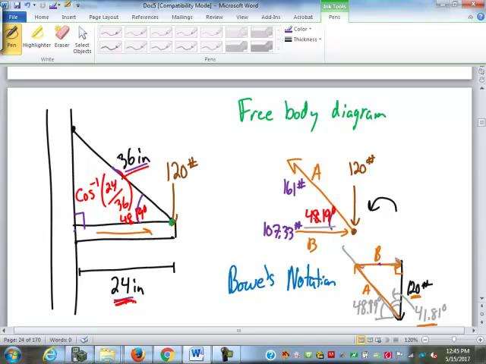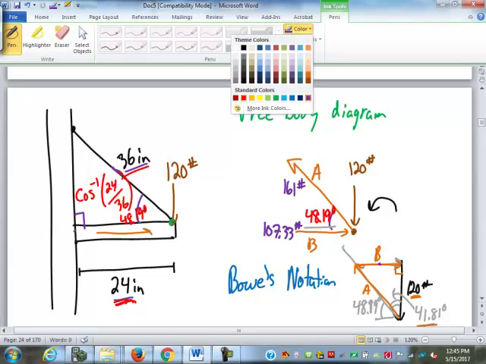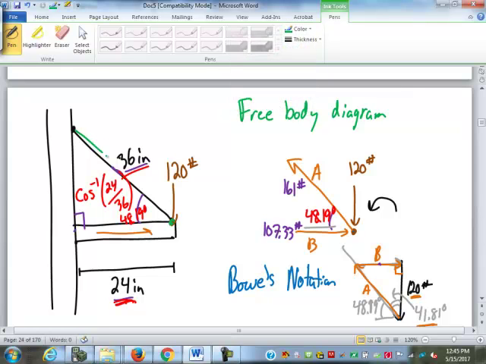So what that's telling us is this chain here has to be able to support at least 161 pounds. The wall here has to be able to support at least 107.33, about 110 pounds pushing out, because it's going to have that much force pushing back into it. Does that make sense?